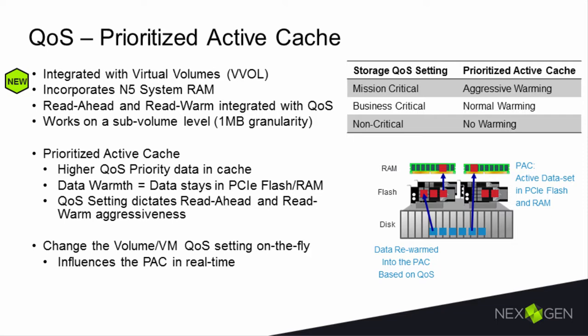Volumes in the mission-critical service level are cached at the highest priority and have the most aggressive read-warming and read-ahead caching. Business-critical volumes have a normal level of caching, and volumes in non-critical policies are not cached at all. This way, the customer controls what data is prioritized into the cache by placing volumes in the appropriate QoS performance policy. Finally, and perhaps most important, the QoS policy of the volume can be changed on the fly, and it will affect in real time the Prioritize Active Caching for that volume. This is what I'll demo for you a bit later.